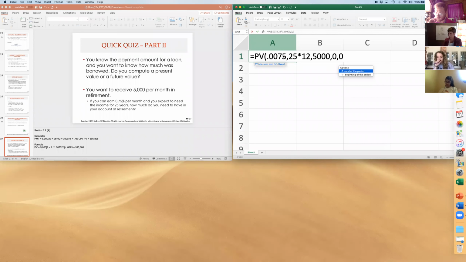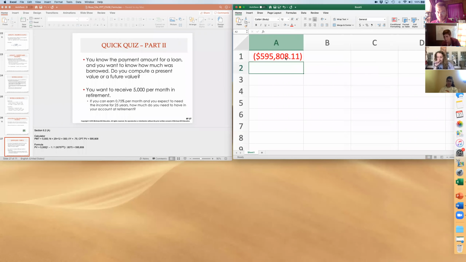And all I have to do is hit enter, and we need to have in an account today to retire and receive $5,000 a month for 300 months. We would need $595,808.11. All right, any questions? Okay.